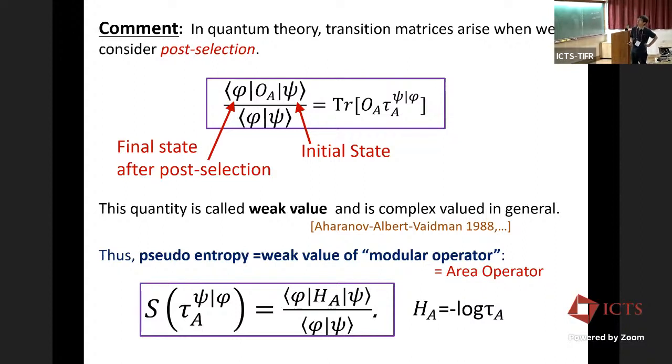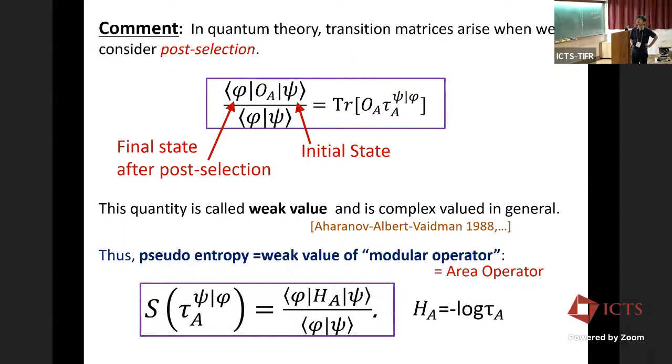It's a complex value, which looks difficult to measure, but you can individually measure the real part and the imaginary part in explicit experiments. Therefore, you can regard this pseudo entropy in the language of weak value. You can think of this as a weak value of the modular operator. So it's like a modular Hamiltonian, but it's log of tau A. Tau A is a reduced transition matrix. And this quantity is analogous to this one.